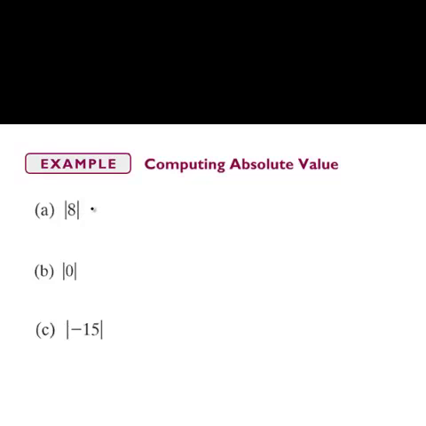Absolute value of 8 is 8 because the distance between 0 and 8 is 8 units. The absolute value of 0 is 0. Absolute value of negative 15 is positive 15. Okay? All right. So, just like the slide says.